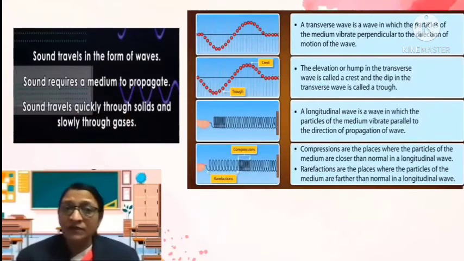As we know, sound travels in the form of waves, and sound requires a medium to propagate. Sound travels quickly through solid mediums, then liquid and gaseous mediums. Sound travels by means of two types of waves, transverse waves and longitudinal waves. In transverse waves, particles of the medium vibrate perpendicular to the direction of propagation of the wave, while in longitudinal waves, particles of the medium vibrate parallel to the propagation of the sound wave.